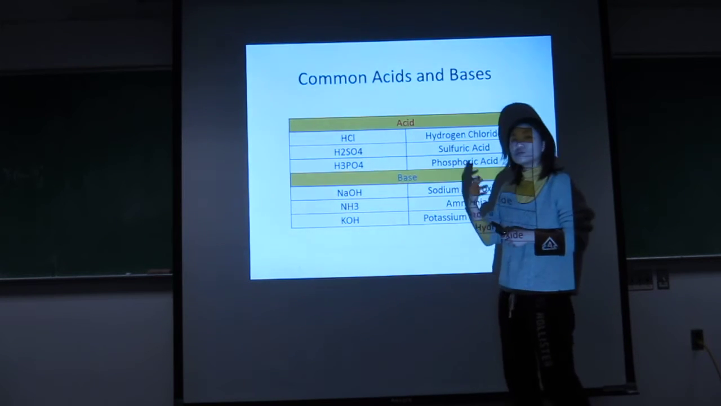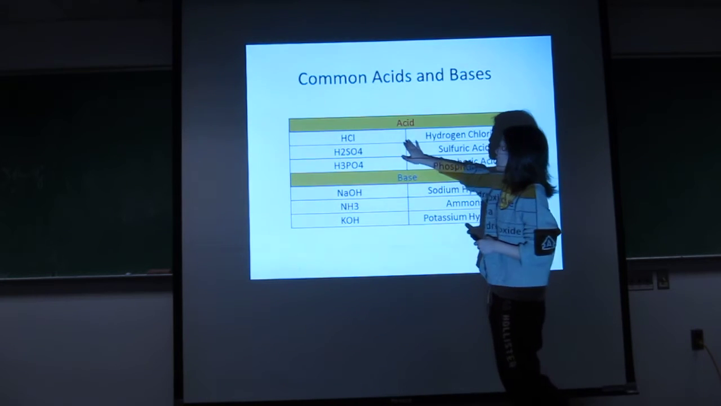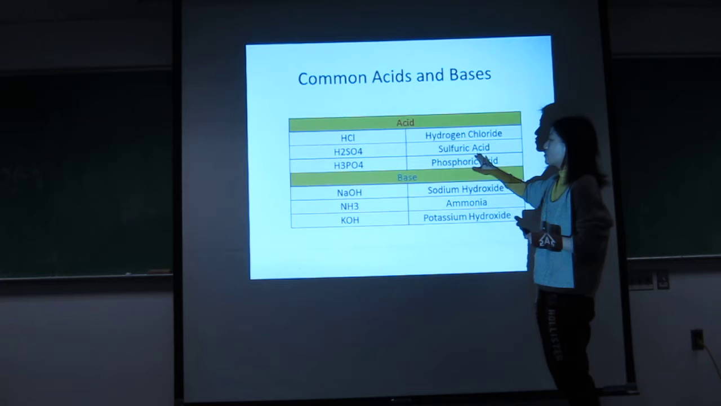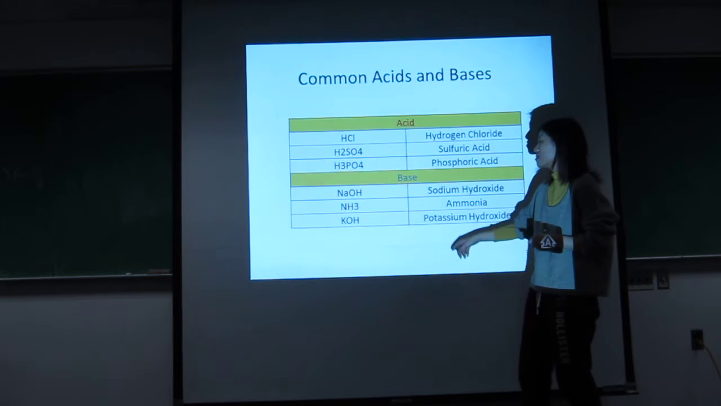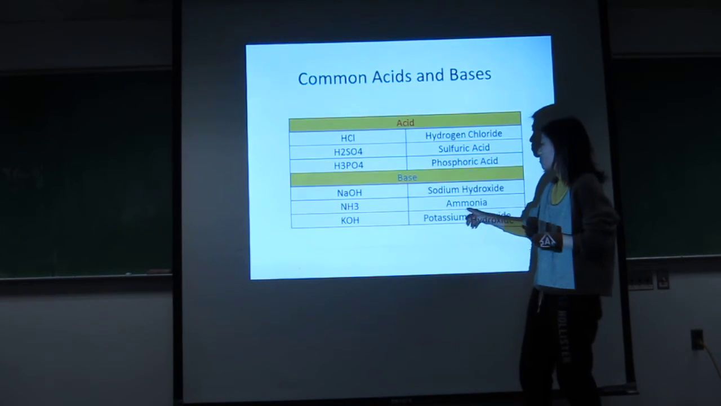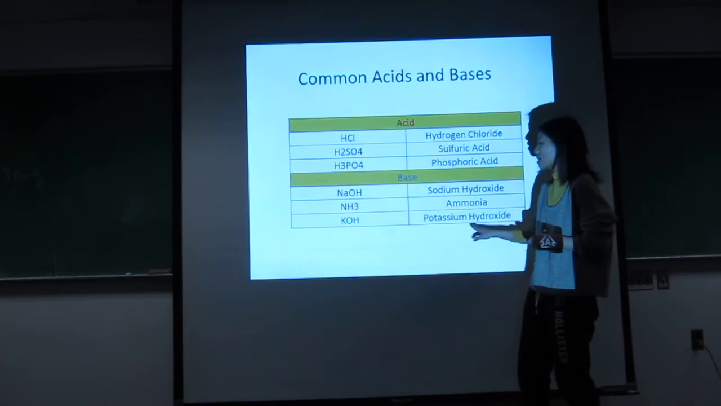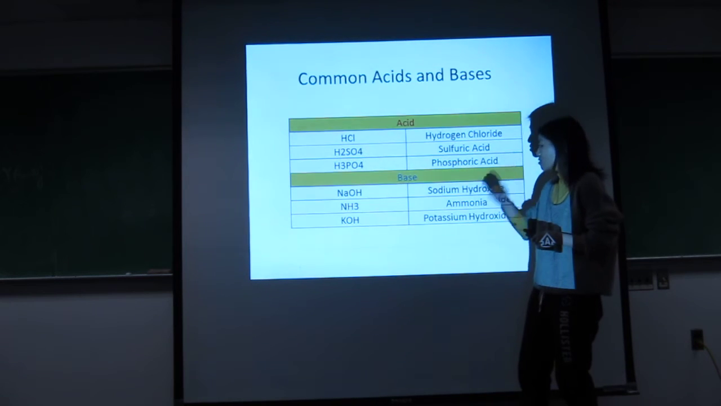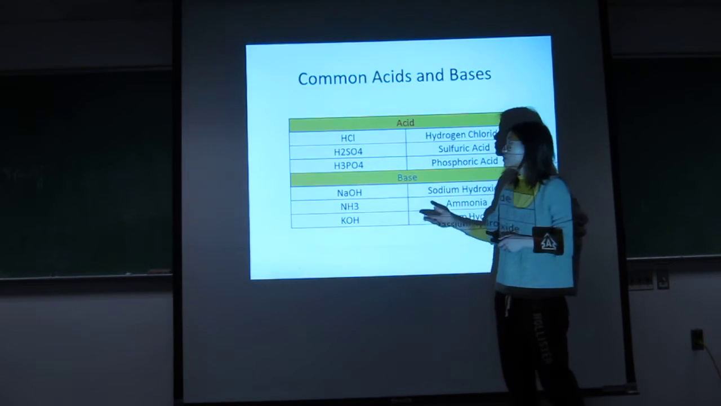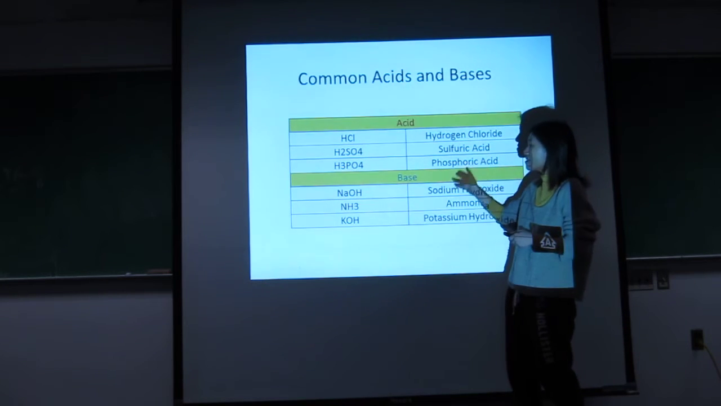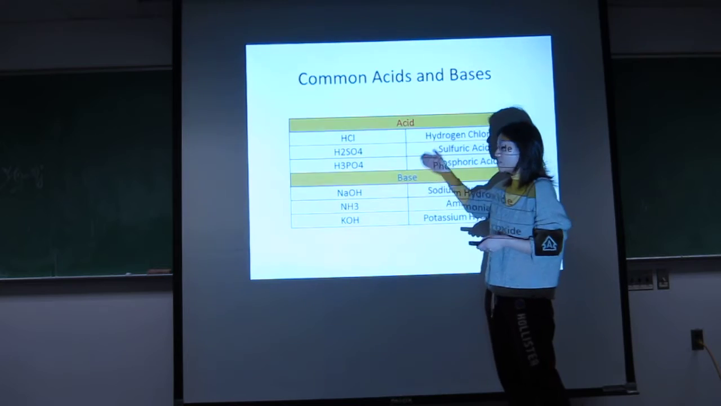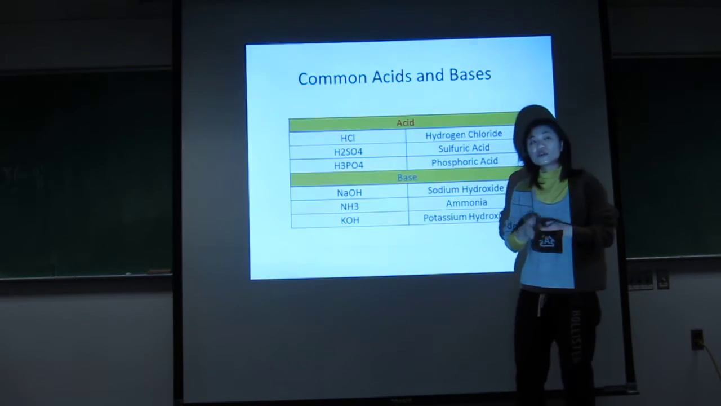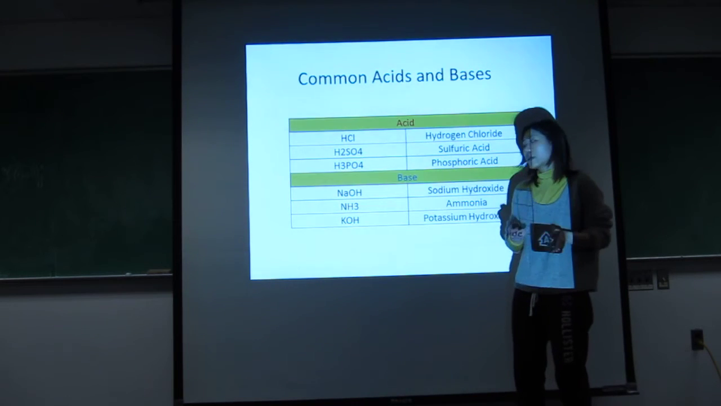The common acids that we are going to use next week are hydrogen chloride, sulfuric acid, H2SO4, and phosphoric acid, H3PO4. And the three common bases that you are going to use next week are sodium hydroxide, NaOH, ammonia, NH3, and potassium hydroxide, KOH. I'd like you to spend some time to memorize how to write down the chemical formulas for these common acids and bases, because you are going to write a lot next week. If you memorize them beforehand, then you can save yourself a lot of time in the lab next week.